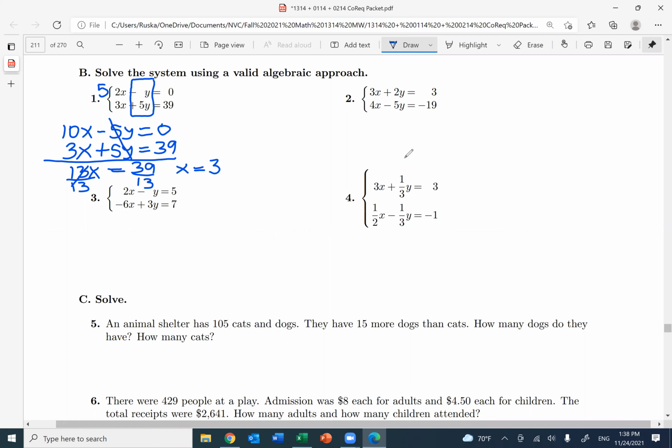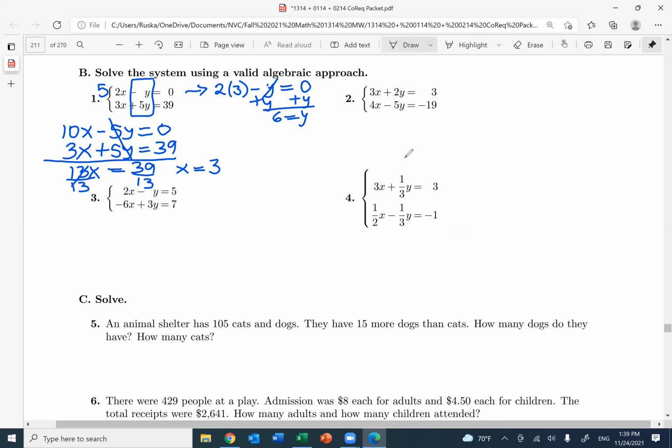You can plug it into either equation, it doesn't matter where, just make sure you plug it in for x. Another way to solve it: if I eliminate x, I'm going to find y. But if you get a whole number, it's easier to plug x equals 3 into one of those equations. So I'm going to plug it into the first equation: 2 times 3 minus y equals 0. 2 times 3 is 6, and 6 minus what is 0? 6, right? I add y to both sides and get 6 equals y. So y equals 6.